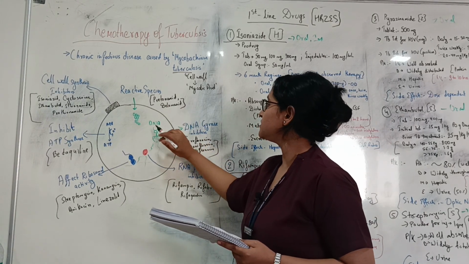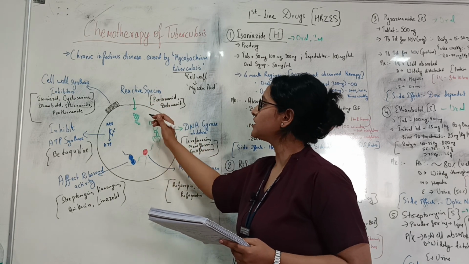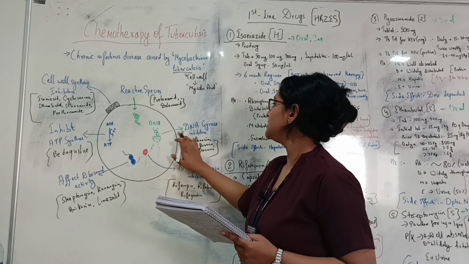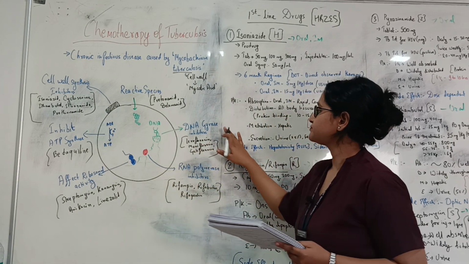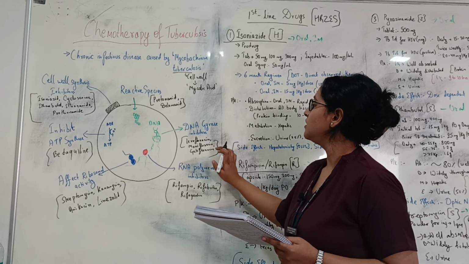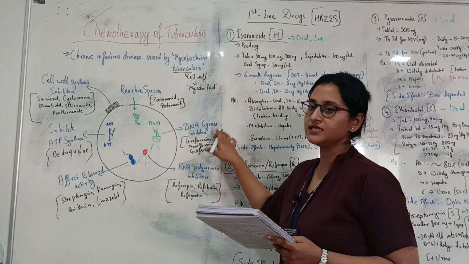So these two are the drugs. Pretonamide and delamanid are the drugs which will take part in the reactive spaces. The second thing is DNA gyrase inhibitors. The first drug is levofloxacin, second drug is moxifloxacin, third drug is gatifloxacin. So these drugs act as DNA gyrase inhibitors.